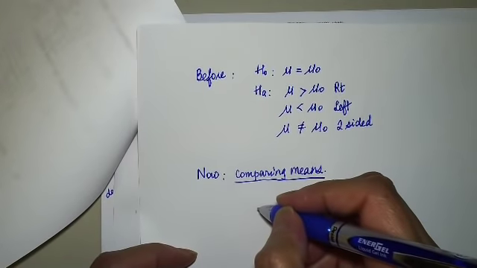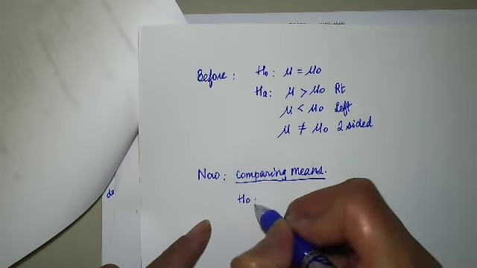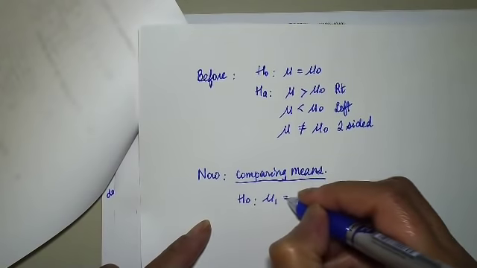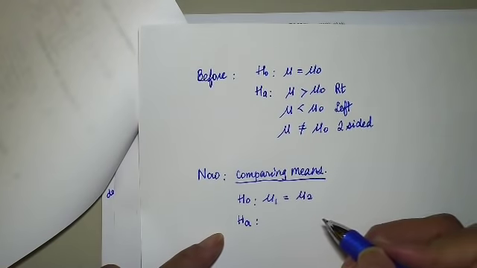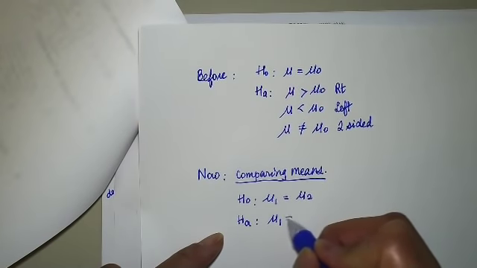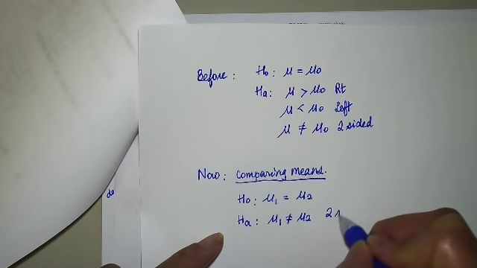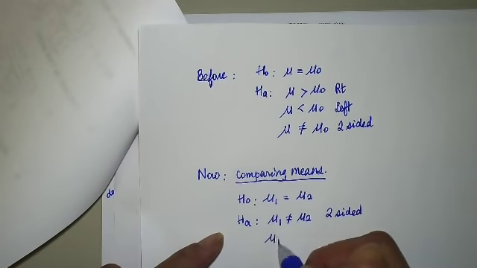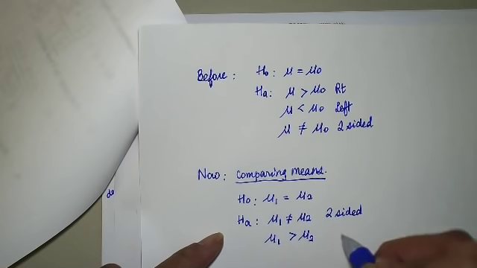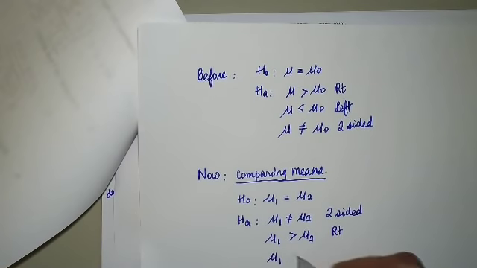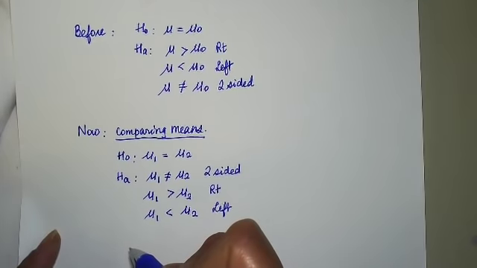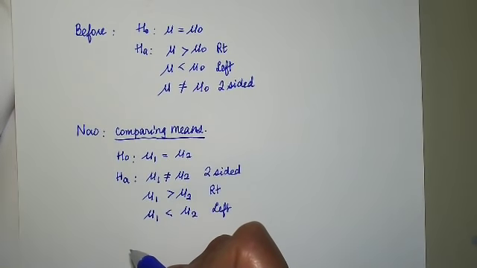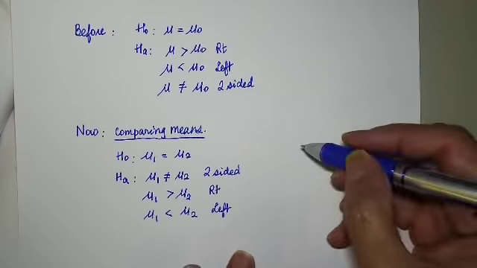So I want to see if the means of two populations are the same or if one is bigger than the other. Like this, H naught, mu 1 equals mu 2, versus HA, that's the alternate hypothesis, mu 1 not equal to mu 2, that's two-sided, mu 1 greater than mu 2, right-sided, mu 1 less than mu 2, left-sided. Only one of these will be the case in your problem. Not all of them, just one of them.